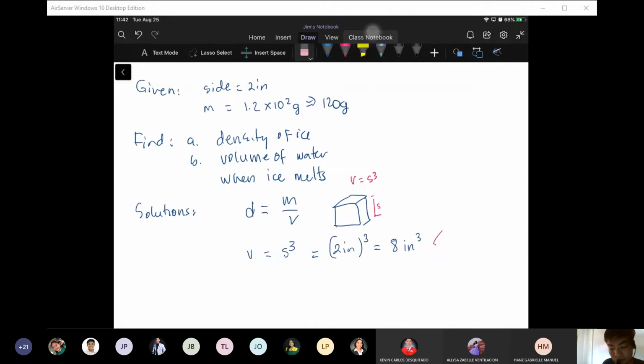But before we proceed, mag-reflect muna tayo sa buhay. No? Ano yung mga nagawa nating mali? No? Hindi naman na. But looking at the equation, what can we notice? The unit for mass is grams. But the unit for volume is cubic inches. Question, ano yung common unit? The common unit is grams per cm cube or grams per ml.